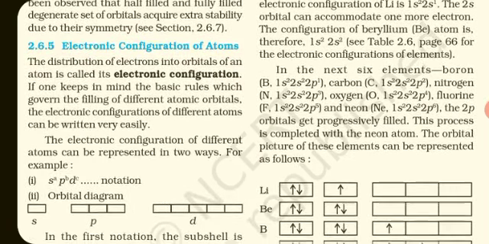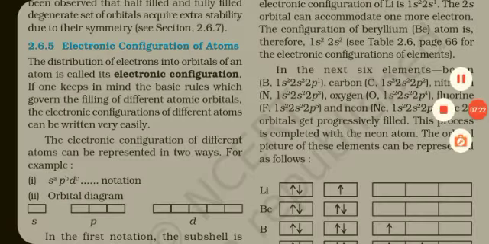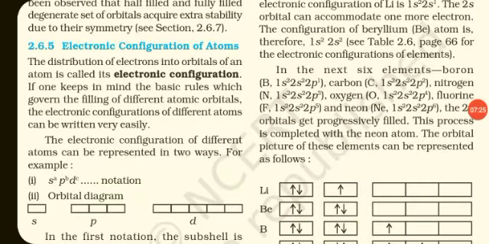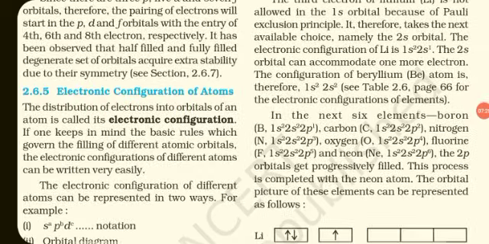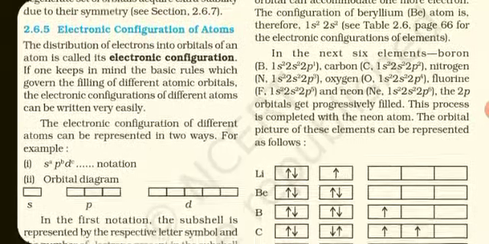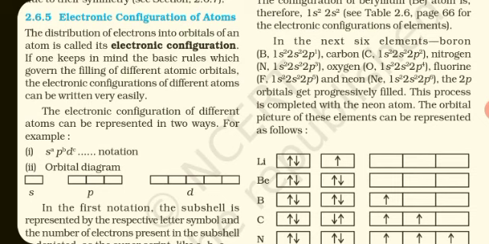So we will see now, we will apply these rules. Now, electronic configuration of an atom. The distribution of electrons into orbitals of an atom is called its electronic configuration. If one keeps in mind the basic rules which govern the filling of different atomic orbitals, the electronic configuration of different atoms can be written very easily. That means the above three laws, that means Hund, Pauli, and Aufbau rule.